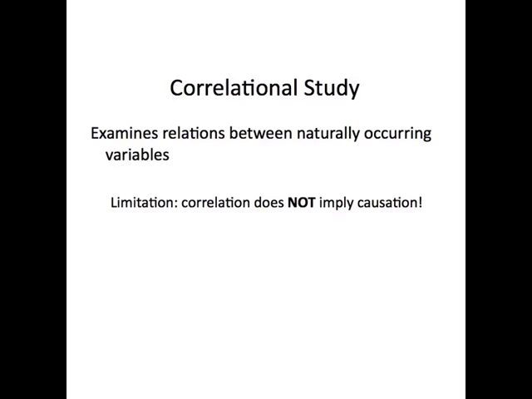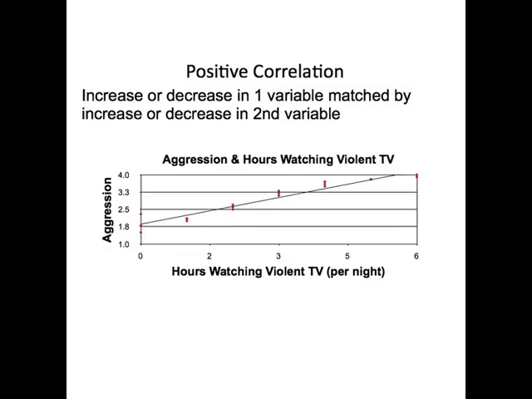We're just going to observe them and measure them, and we're going to see if there's any relationship between the two. So a correlation between two variables is the relationship between them, and we may see a positive correlation. So an increase or decrease in one variable will be matched by an increase or decrease in the second variable.